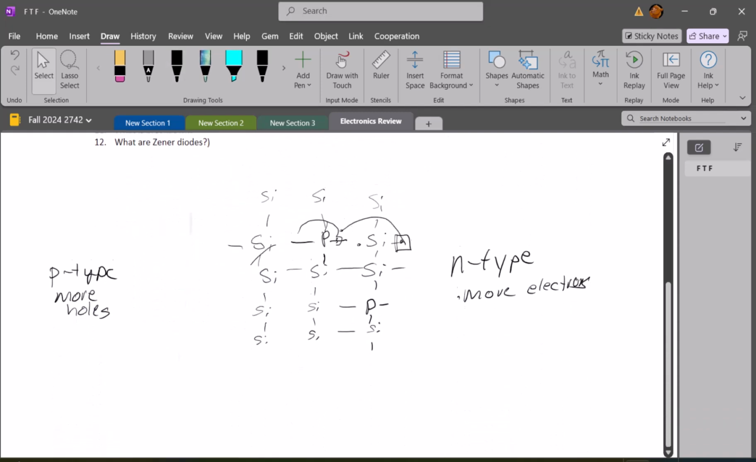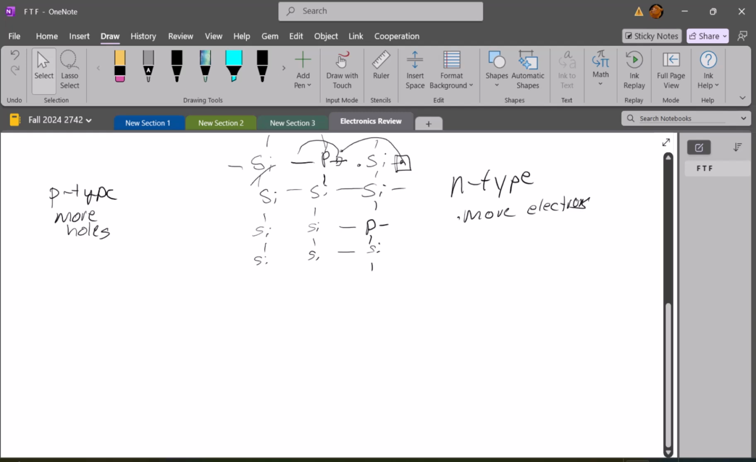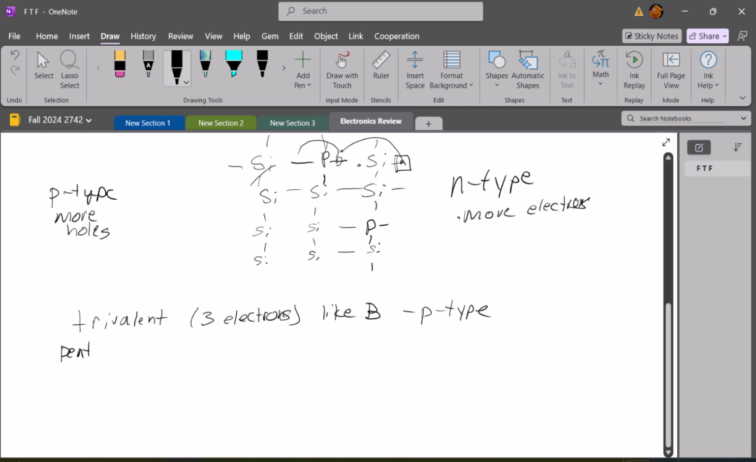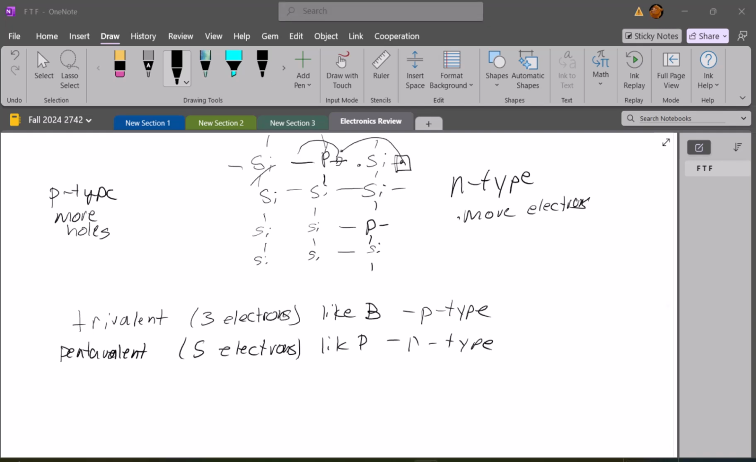No, not really. So the best ones to use would be something that is trivalent, 3 electrons, like boron, and that would give you p-type. Or would you say pentavalent? I don't know if you would or not, but I'm going to say it. Pentavalent, 5 electrons, like phosphorus, and that would give you an N-type. And hold on just a second, let me see if my knowledge is correct there. I don't want to tell you something wrong.